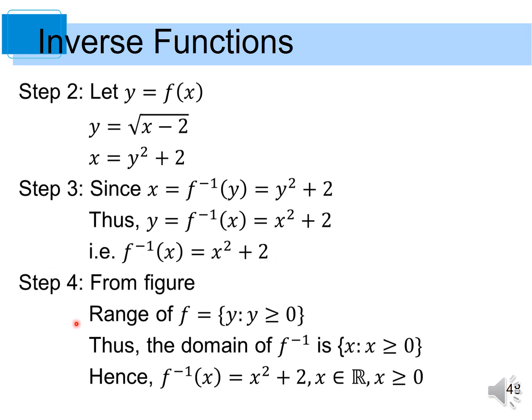Last step, we have to obtain the range as well. For the radical function, the range of the function is y greater than or equal to 0, which we also covered at a previous slide. So you have to know that the domain of the inverse function must be the same as the range of the original function. So the domain x of this inverse function must be the same as the range of the original function.